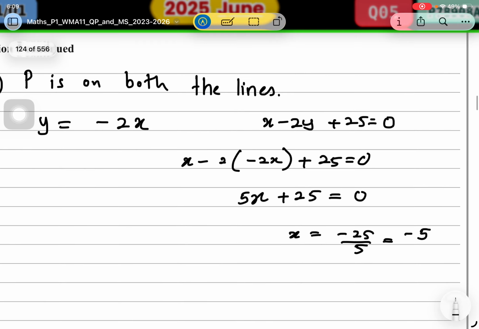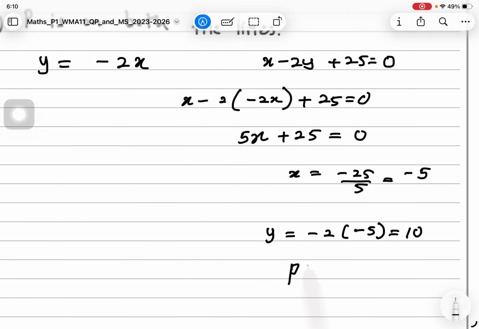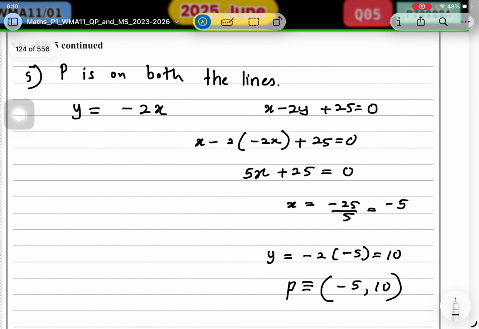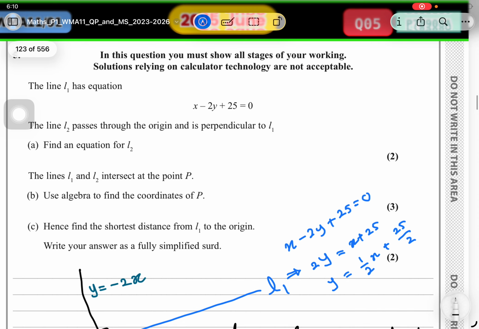So the x coordinate of P is -5. We can say the y coordinate is -2 times -5, which is 10. So out of both of them, we can say the P coordinate is going to be -5, 10. Yeah, this is how we got the coordinate of that value. Pretty easy calculations.